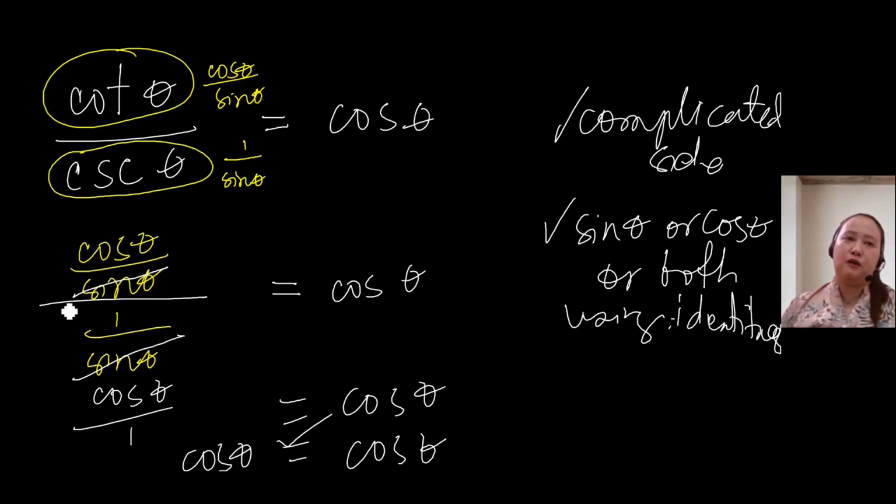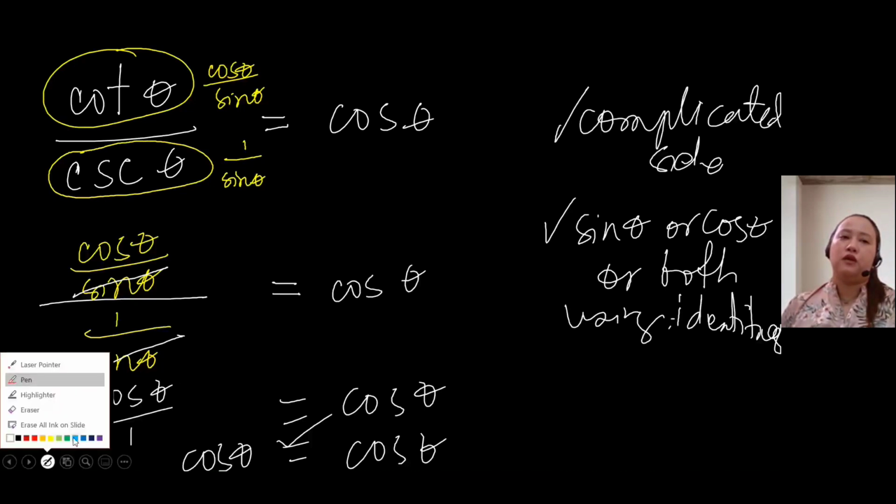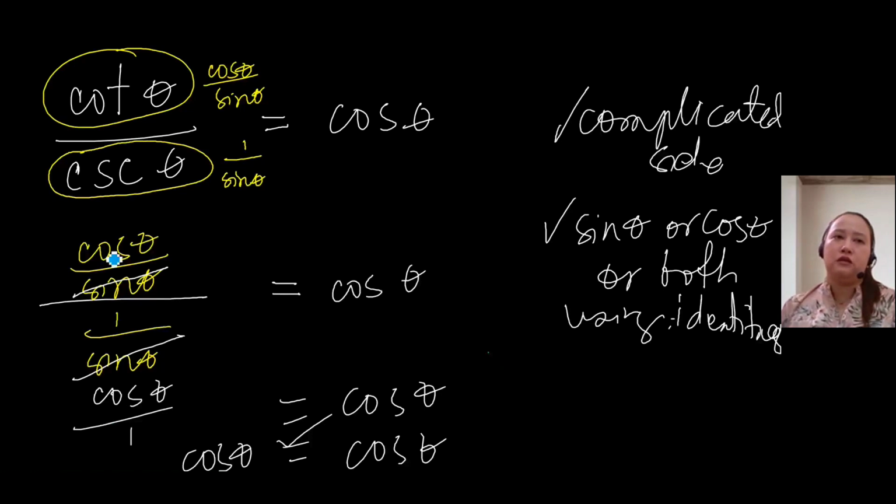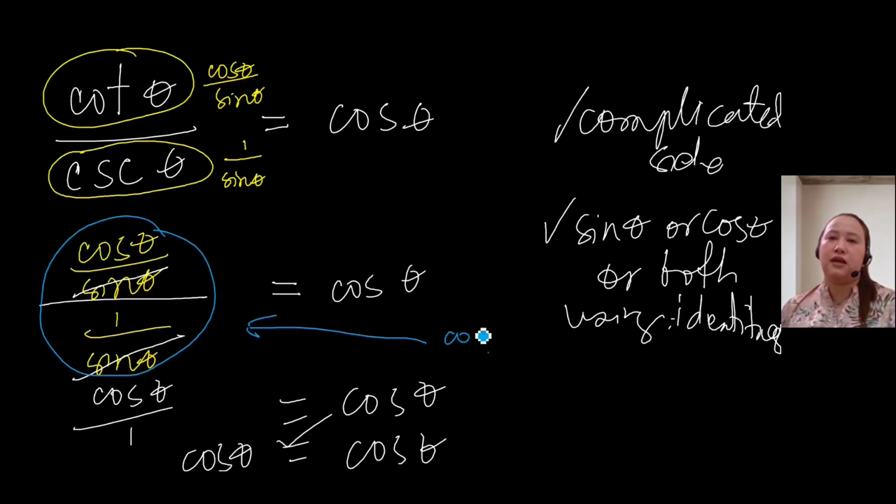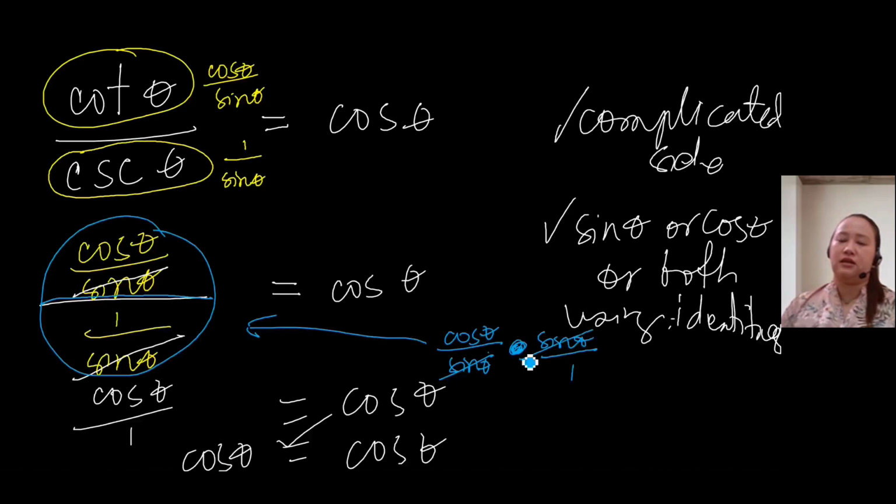If you would like to apply multiplication here, so cosine theta over sine theta times sine theta over 1 and then just cancel, you can do it. So another solution for this: you can have here cosine theta over sine theta. And since we do have division here, this can become multiplication, and the reciprocal of this is sine theta over 1. Then that's the time that you can cancel. Okay, next.